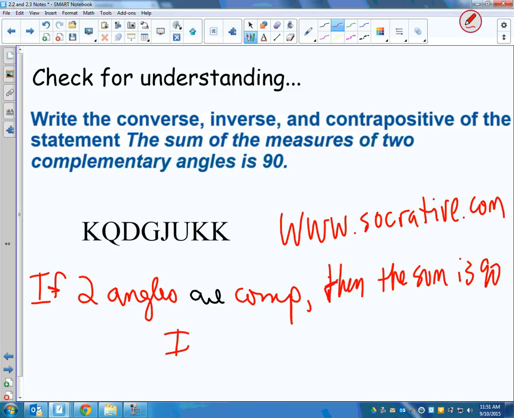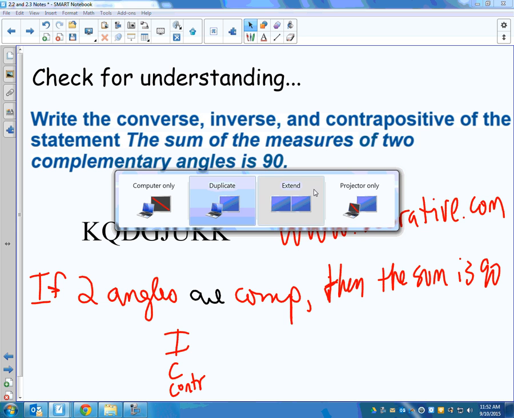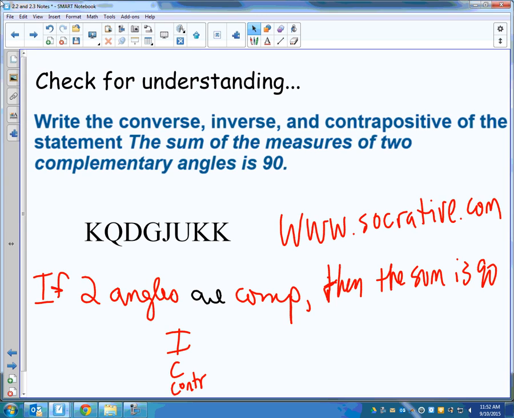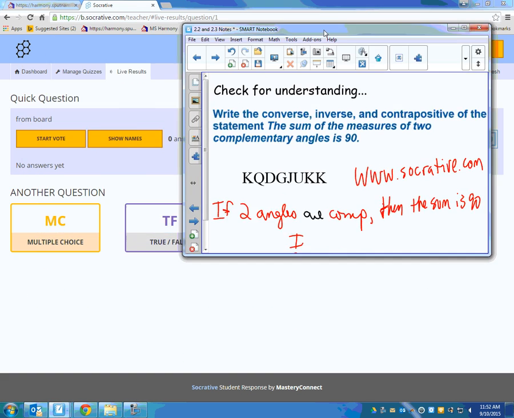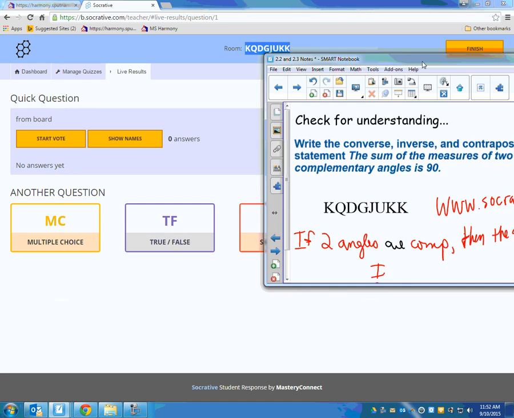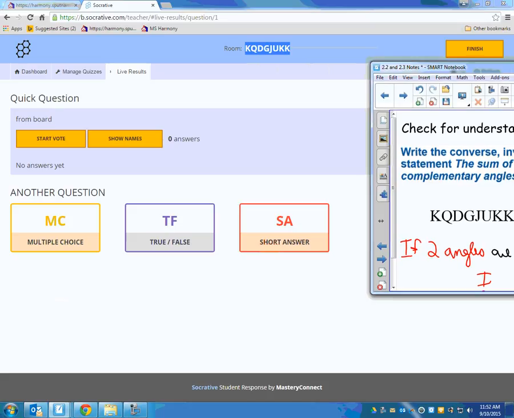I want you to write inverse, converse, and contrapositive, and say true or false. I'm gonna double page this, so give me a second. I'll print this out. I promise I'll come back to you. Inverse, converse, contrapositive, just like the last example.